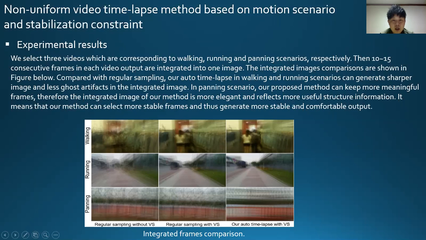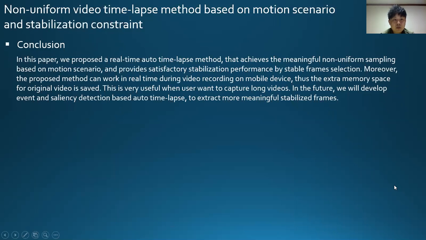Compared with regular sampling, our time-lapse in walking and running scenarios can generate a sharper image and fewer ghost artifacts in the integrated image. In the panning scenario, our proposed method can keep more meaningful frames, therefore the integrated image of our method is more elegant and reflects more useful structure information. It means that our method can select more stable frames and thus generate a more stable and comfortable output.